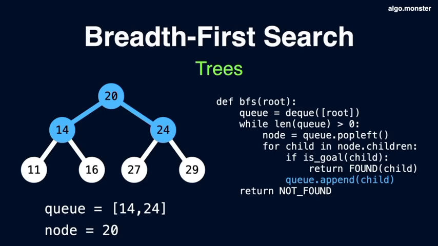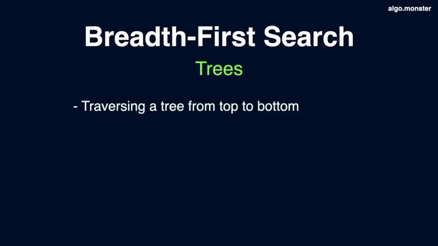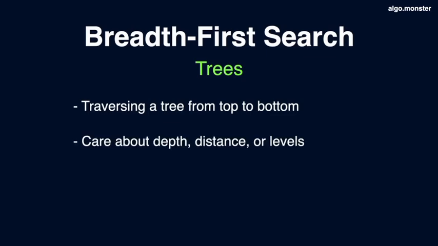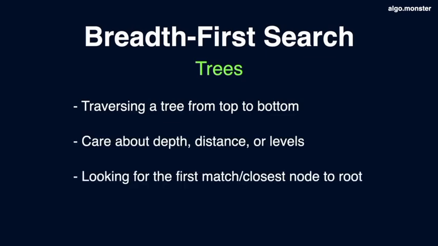This is what makes BFS so great for things like finding the shortest path in a tree or processing level by level. And because trees are acyclic by definition, we don't need to worry about visiting the same node twice, which simplifies the logic a lot. Use this pattern when you're traversing a tree from top to bottom or root to leaves, or when you care about depth, distance, or level-based logic, or if you're looking for the first match or the closest node to the root. As long as you're working with a true tree, this version is clean and efficient, but once cycles are possible, we need something more.